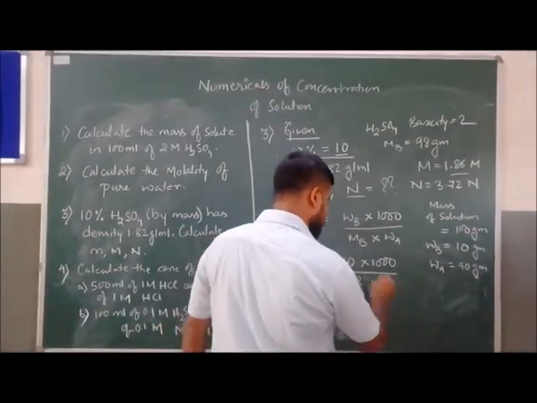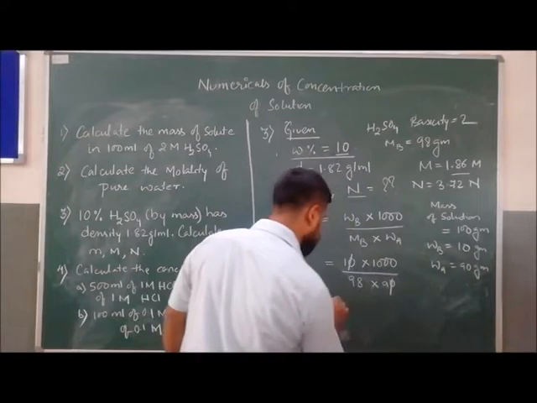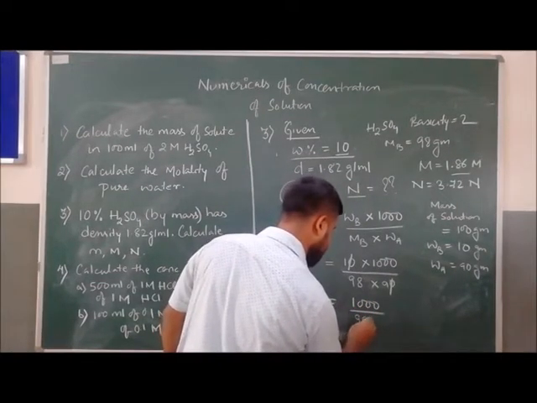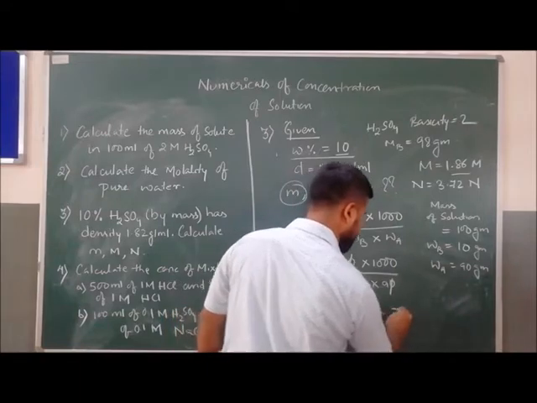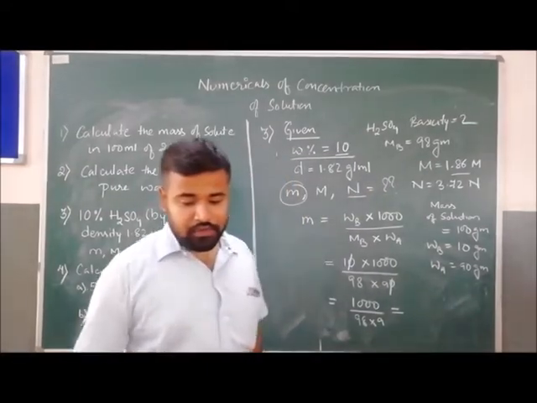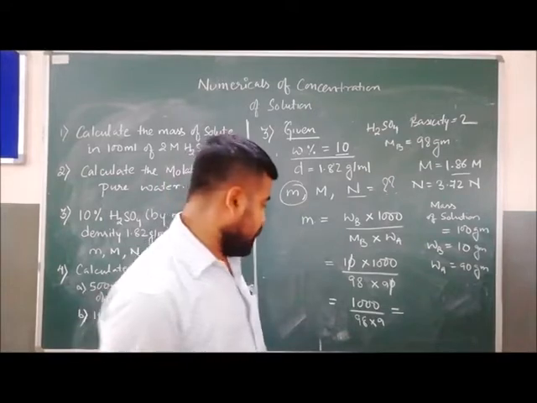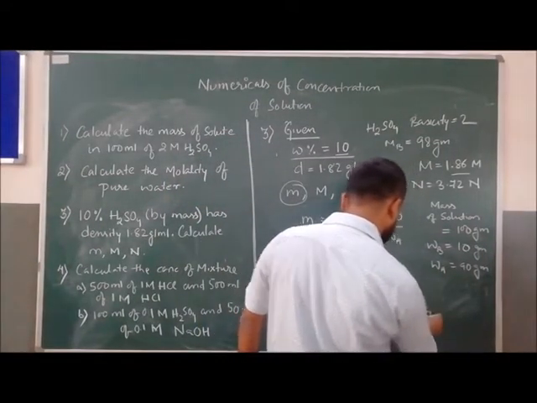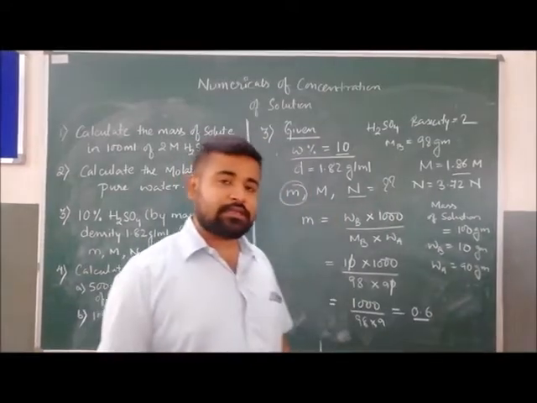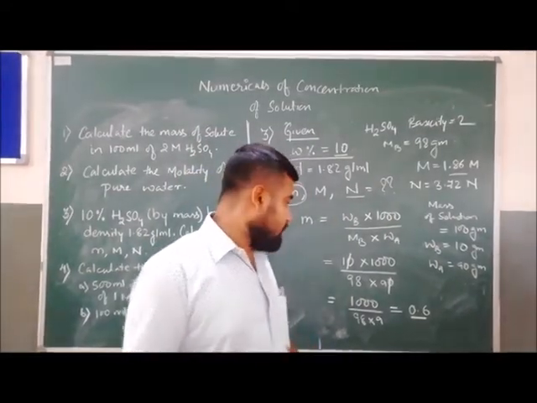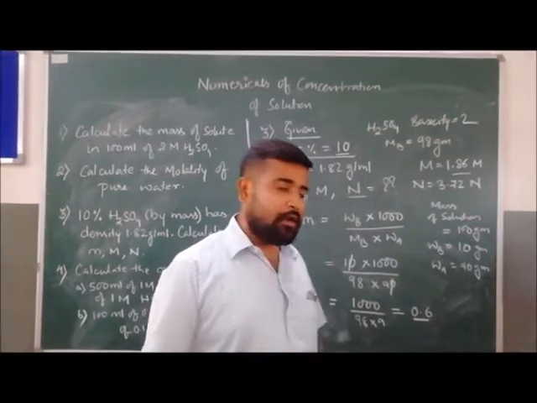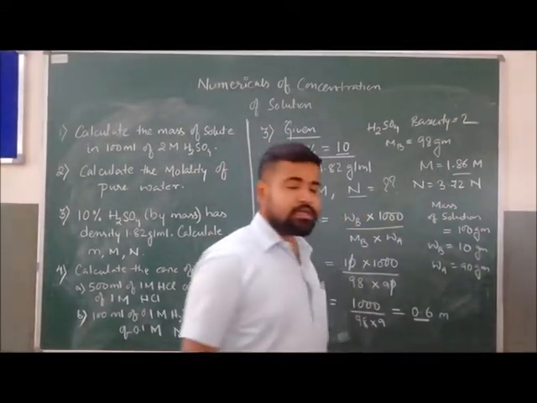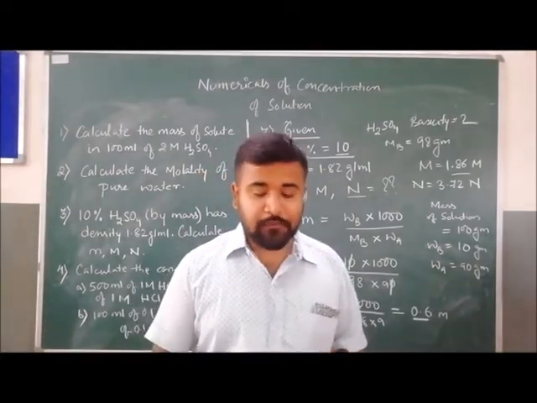So what we will see, it is 1000 by 98 into 9, and we will get the answer 0.6. Clear? We will get the answer here 0.6 molar. Clear to all?